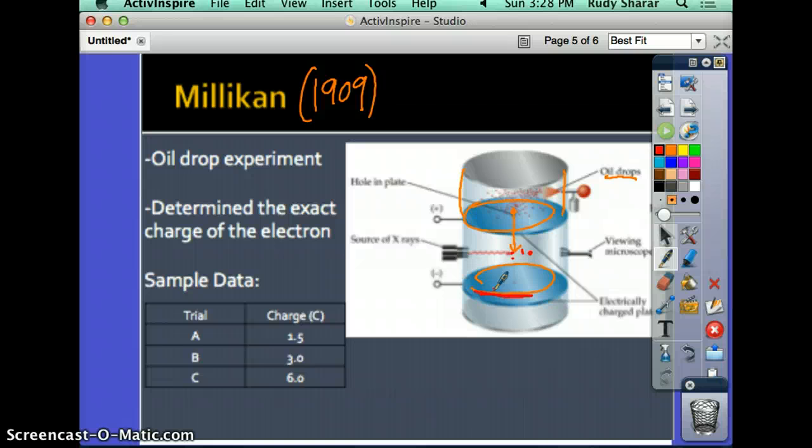Okay, so Millikan's got these droplets of oil. They're charged because they've been zapped with X-rays. And let's say he gets some data like this. Boom. 3 different droplets. These are their charge in coulombs. A capital C is a unit of charge, a coulomb. Okay. Based on this data that's given, answer the question now.